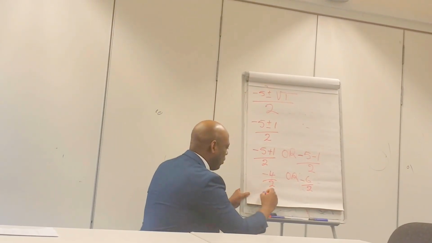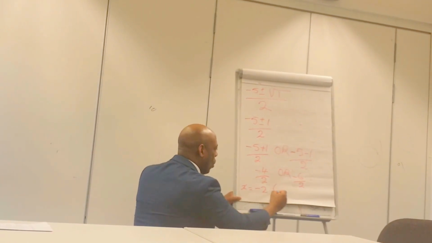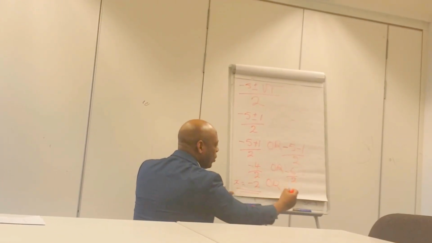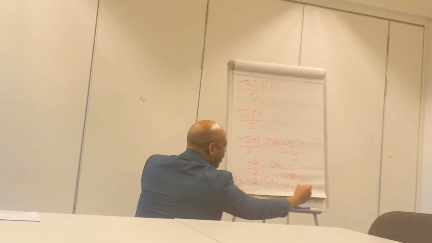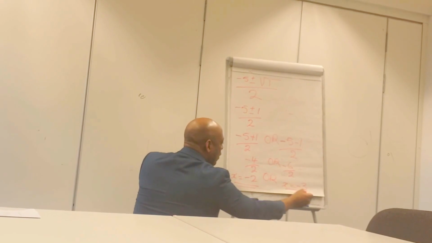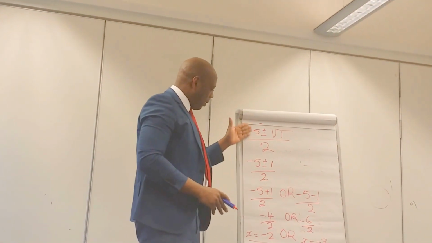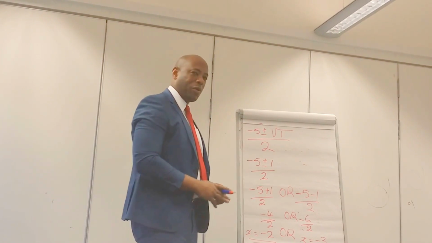Now x is equal to, what's minus 4 divided by 2? That is minus 2. So we have x equal to minus 2, that's one root, or x is equal to minus 3. Okay, so ladies and gentlemen, that's your answer. That's using the quadratic formula. Very, very simple. If you follow the procedure step by step, you should be able to get a perfect answer.